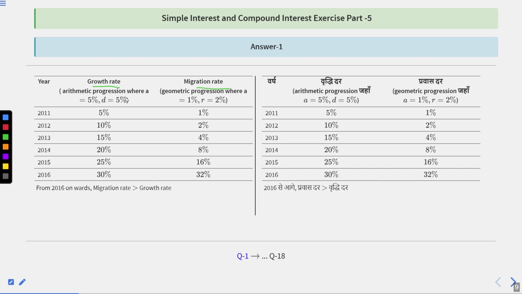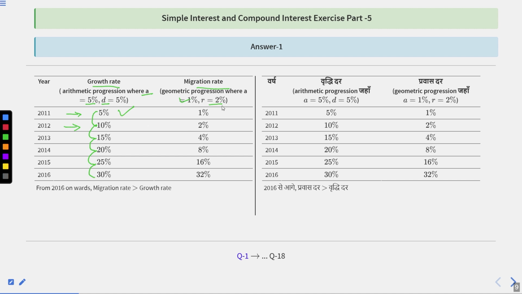The growth rate is in arithmetic progression, as given in the question. So A is 5% and the difference D is again 5%, but migration is in geometric progression where the common ratio is 2 and A equals 1%. In 2011 growth will be 5%. In 2012 it will be 10% because the common difference is 5%. In 2013 it will be 15%. In 2014 it will be 20%, again increasing by a difference of 5. In 2016 it will be 30%.